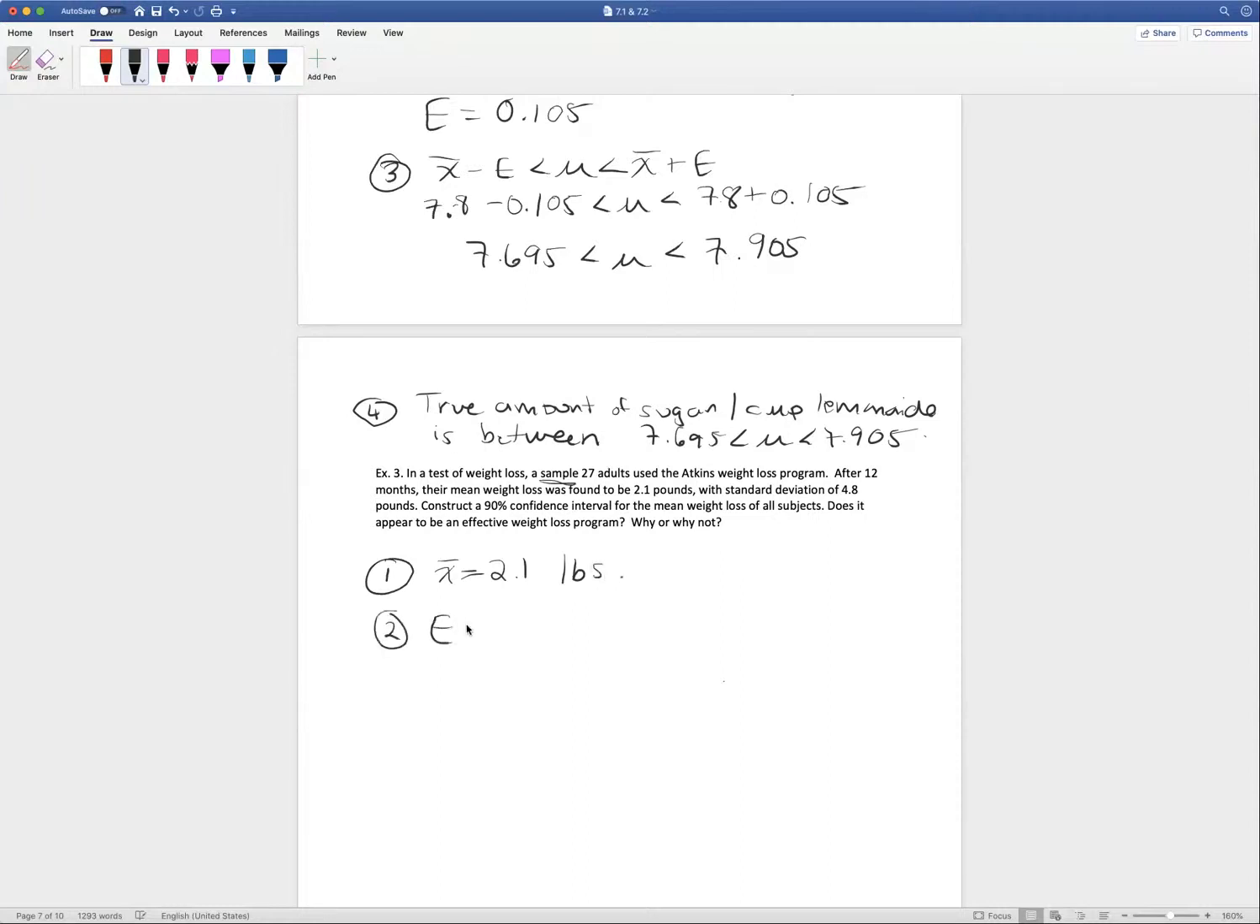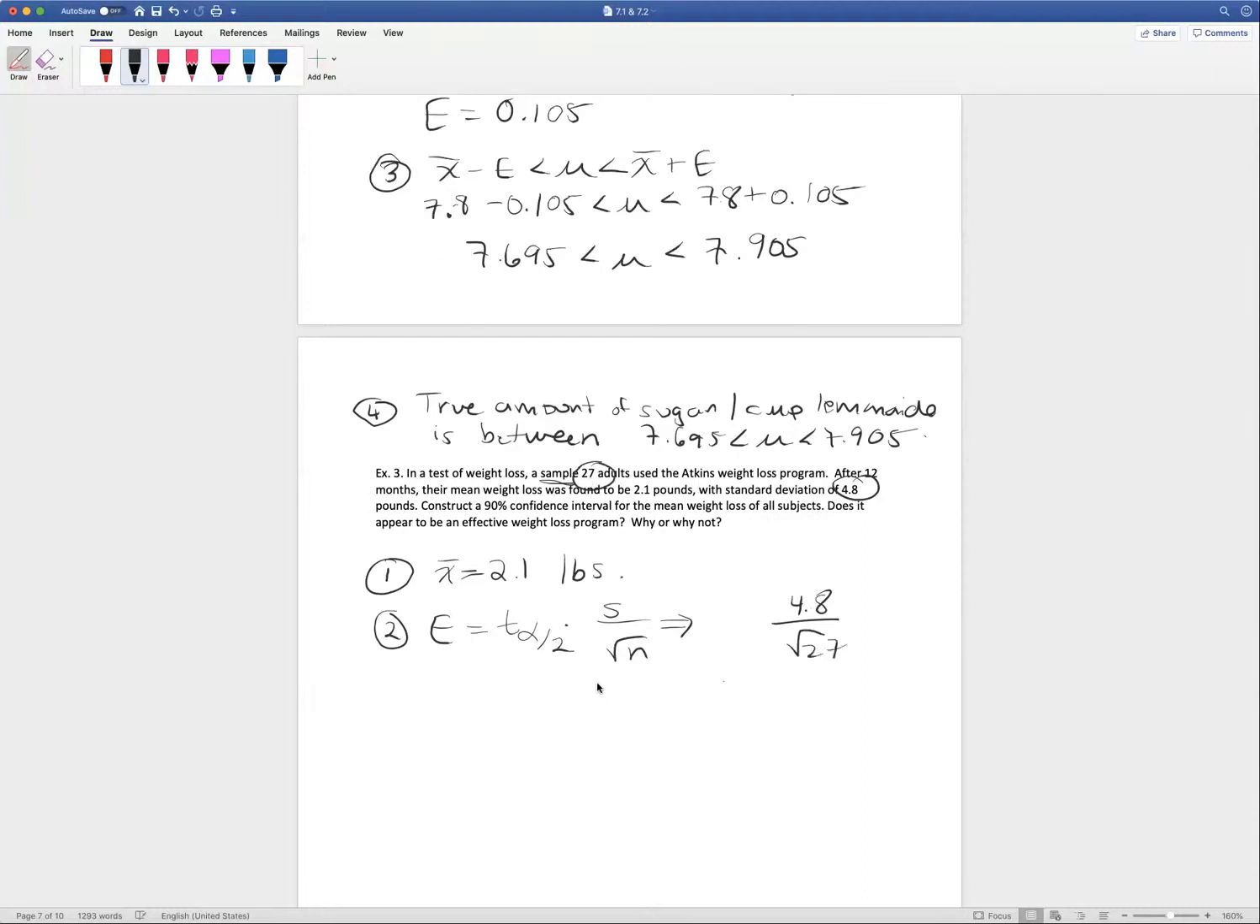And again, because we're dealing with the sample, we're going to use the formula E is equal to T alpha over 2 times S divided by the square root of N to figure out what the error is. S, the standard deviation, we know is 4.8 pounds. N we know is equal to 27. We had a sample of 27 adults.